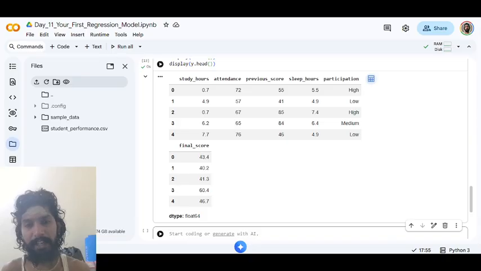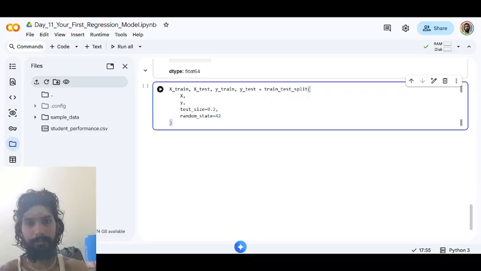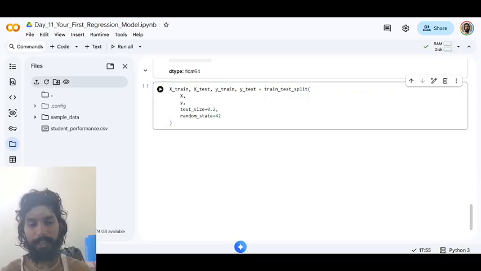We will now divide the data into training data and testing data. X_train, X_test, y_train, y_test equals train_test_split(X, y, test_size=0.2, random_state=42), or any other number. Before running the cell, let us predict what will happen. If test size is set to 0.2, what percentage of the data will be used for testing? 20%. The remaining 80% will be used for training. Run the cell.